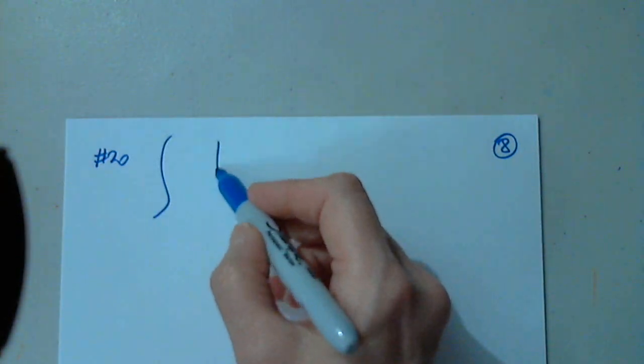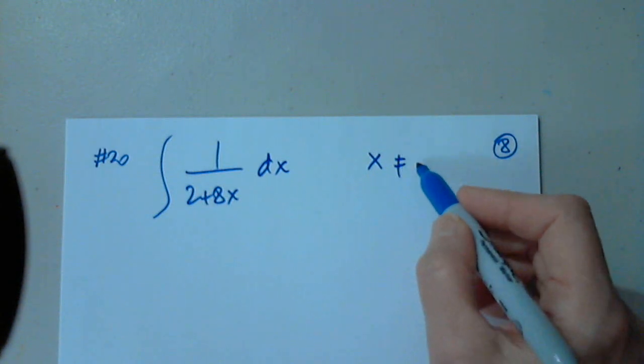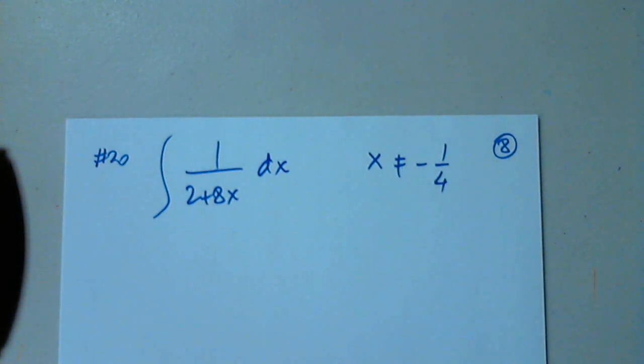Okay, so let's look at 20. So you see a different one. I think I'm on page 8, yes. I have to put them in order and label them. So the integral of 1 over 2 plus 8x dx, and of course, x cannot be negative 1/4. Perfect. And then I would like to look at one with exponential or something like e to the x. And then I'd like to show the definite.